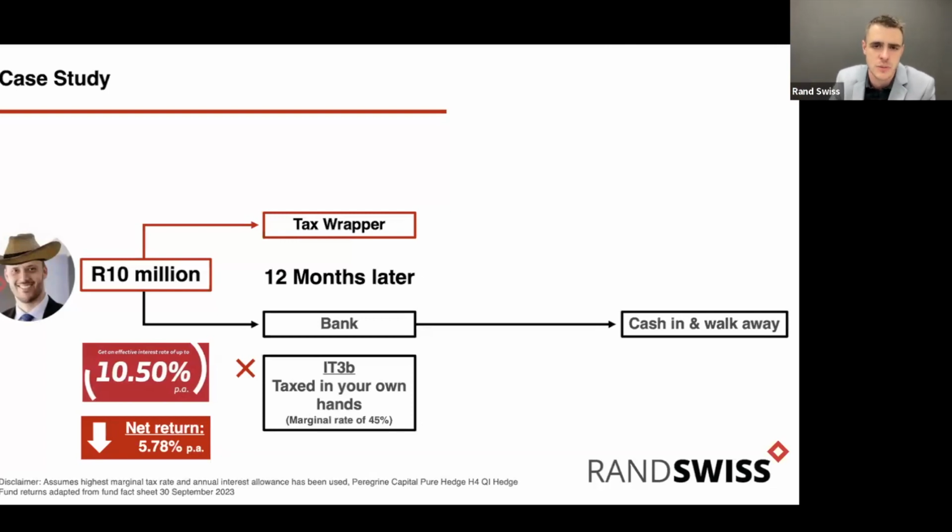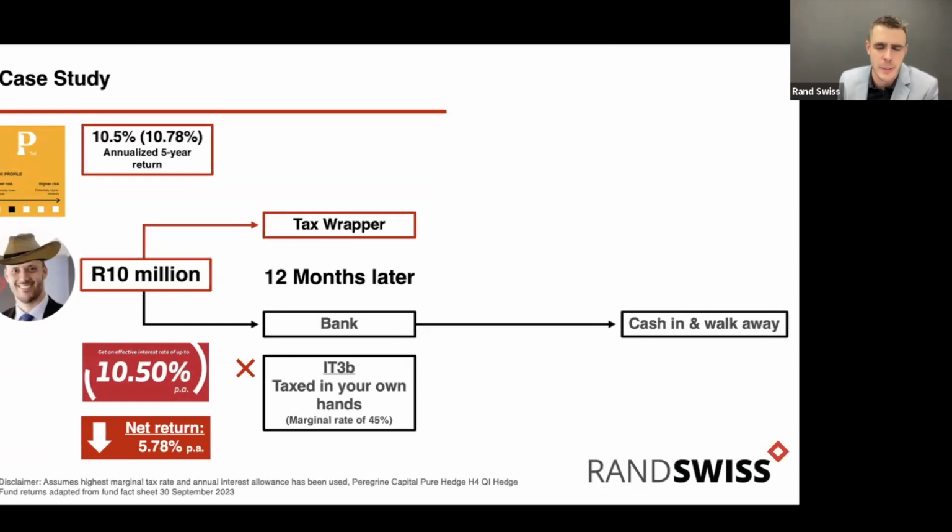In this case, we want to maybe use the Peregrine Capital Pure Hedge Fund. Why we like this fund is, again, it's very, very low risk, never had a negative year since their inception. So we put them in that fund. Now, based off their fact sheet that I looked at this morning, which was up until the 30th of September this year, the average annualized 5-year return was 10.7%. But to make the example easier, we're just going to use the same return of 10.5%, so it's a direct like-for-like comparison versus the bank.